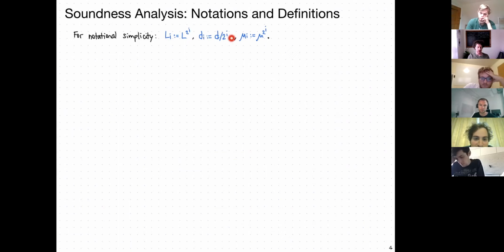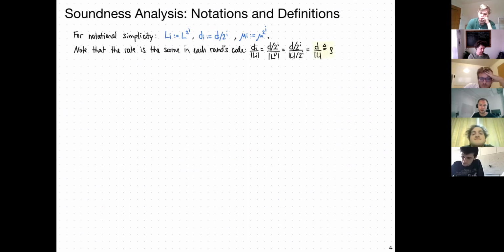And similarly, remember that we evaluate at mu, and then at mu squared, and then at mu to the 4th. So we do the same thing. And instead of writing that, mu i would be the point that we evaluate in round i. Okay, so just definition, just notation.